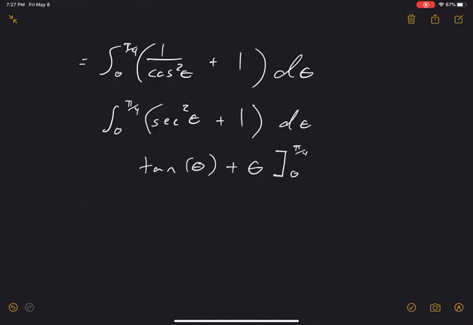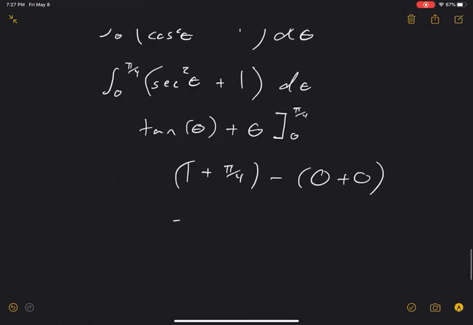Evaluating, tan of pi over 4 is 1 plus pi over 4, minus, what's tan of 0? That's 0 plus 0. So I should have pi over 4 plus 1, which is the same thing as pi plus 4 over 4. So that should be our answer for that one. I think that's a good number of examples, so I will stop there.